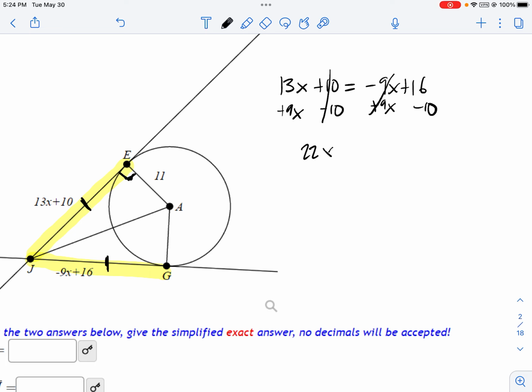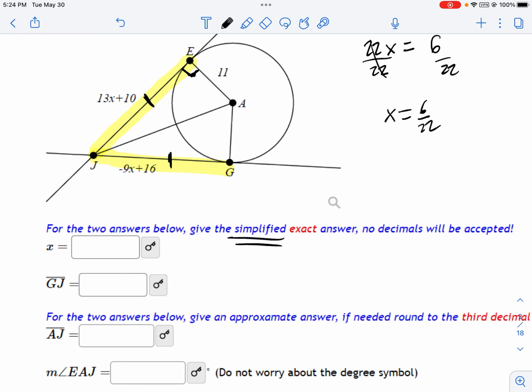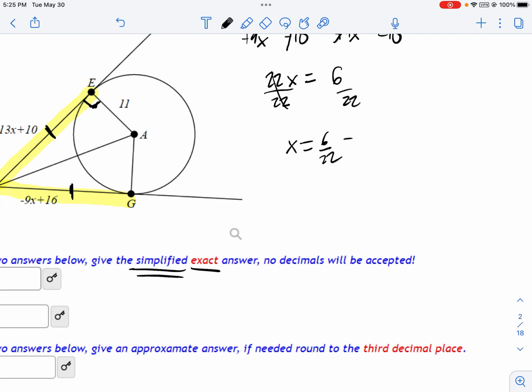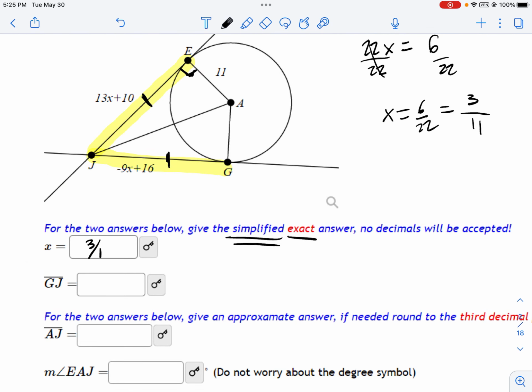So we have 22x equals 6. Divide by 22 to get x alone, and we get x equals 6/22. Be careful, it says a simplified exact answer, so it wants a fraction, but a simplified fraction. 2 is the common number here. 2 goes into 6 3 times and goes into 22 11 times. So 3/11 will be our final answer here.